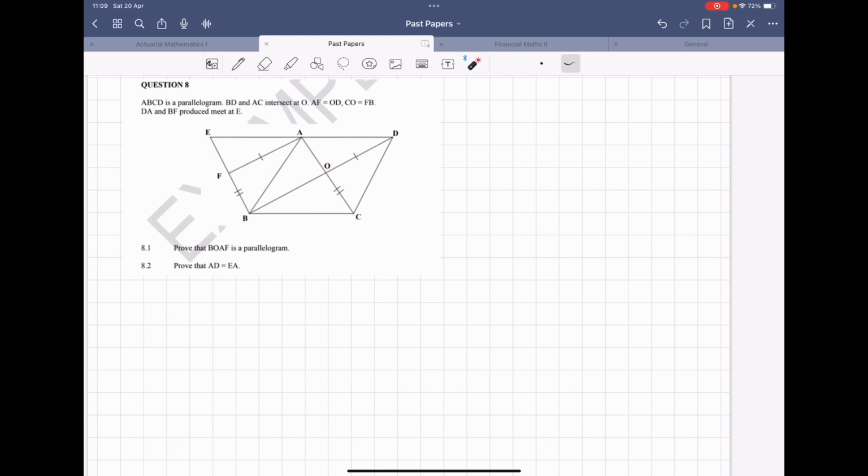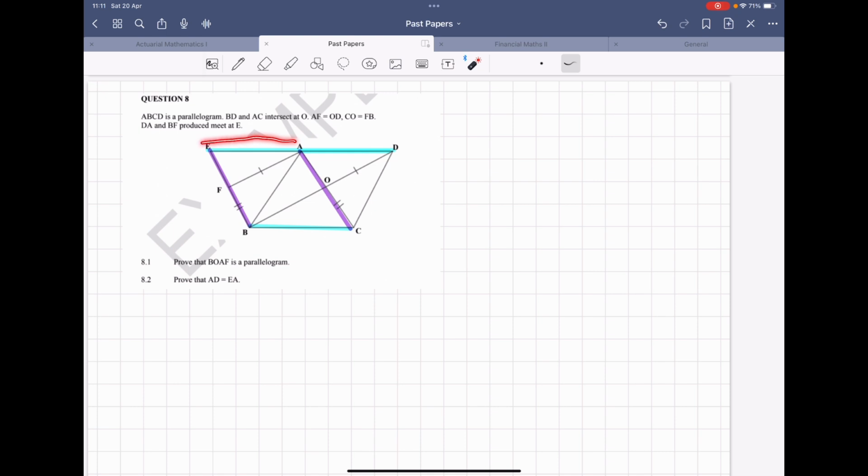And then for 8.2, I'm asked to prove that AD is equal to EA. Okay, so the first thing I know is that I've just proved that this shape is a parallelogram, which means that this whole side and this whole side are parallel to each other. So I know that EB is parallel to OC. And then in the question, I was told that ABCD is a parallelogram, which means that this side is parallel to this side, but that also means that it's parallel to this whole side here.